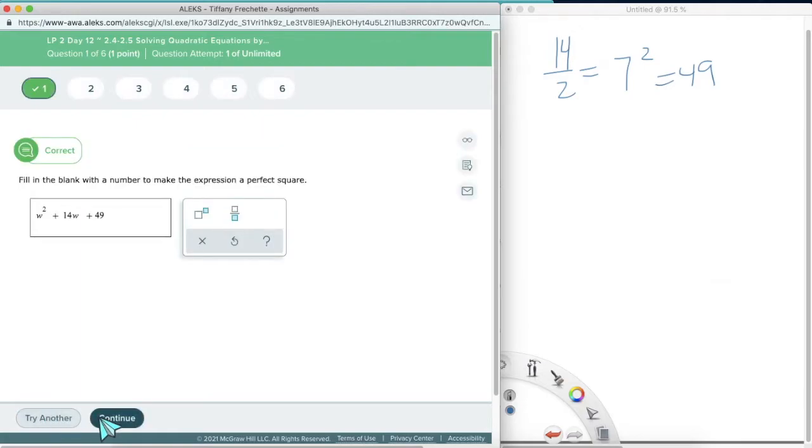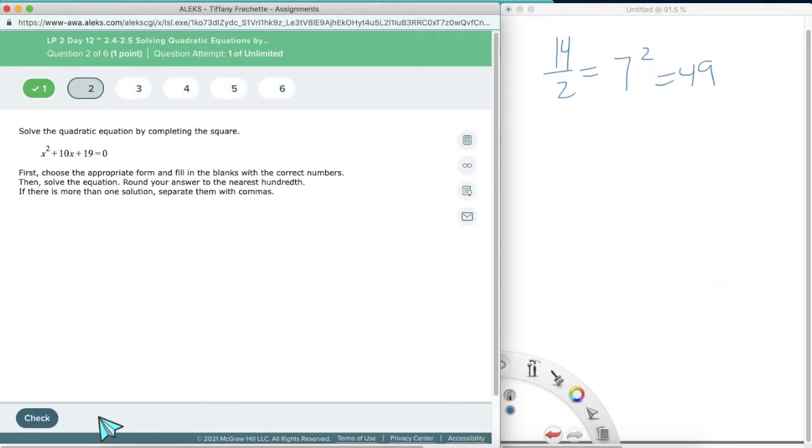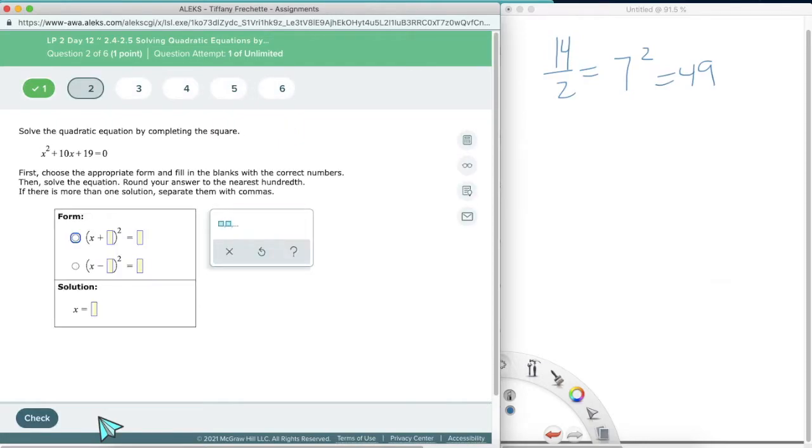So this is just about pattern recognition for some of this stuff, and it's a quick way to solve things as well. Solve the quadratic equation by completing the square. First, choose the appropriate form. You can see we have 2 forms here. We have to choose, is it addition or is it subtraction? If it's all addition, it's going to be addition. If there's a subtraction sign in here, and it will be this middle one here, then that's when we choose subtraction here.